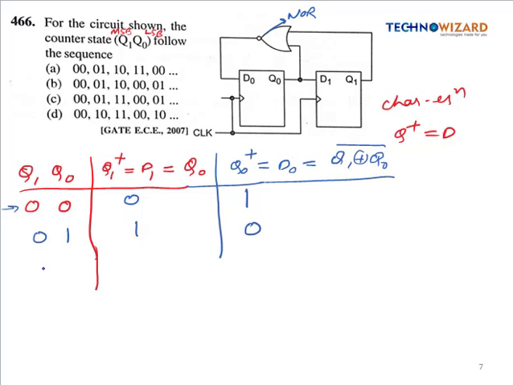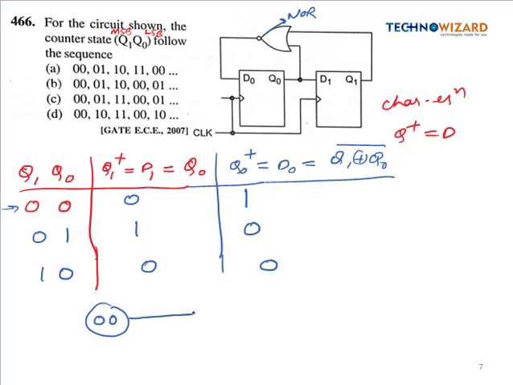So now 1 0 is the next state. Now Q0 has become 0, and 1 0 NOR is 0. Okay, so now we can clearly see that the signal has started repeating. First of all, the sequence we have started with is 0 0.